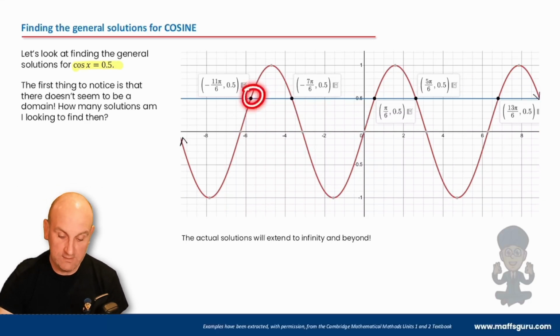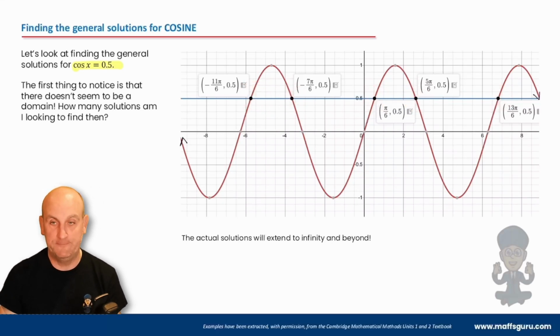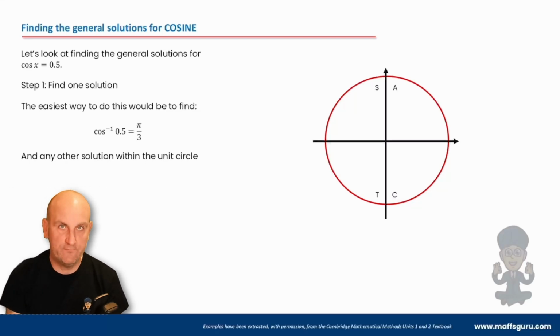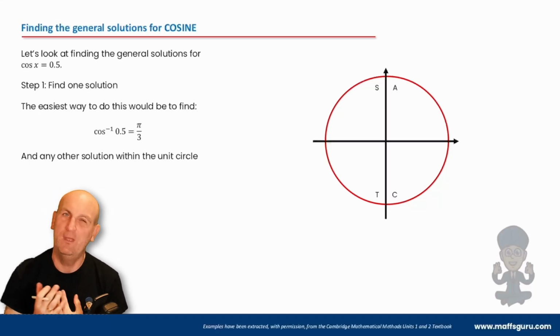These aren't the only solutions. 1, 2, 3, 4, 5. Those are the five that could fit on my screen. There are loads more. So how do we find all of the solutions? Well, you can't. Trying to find all of those individual solutions would take you a very long time, and in an exam, highly unlikely.